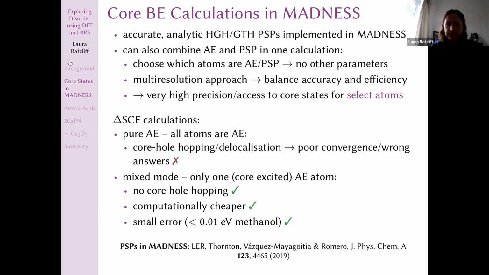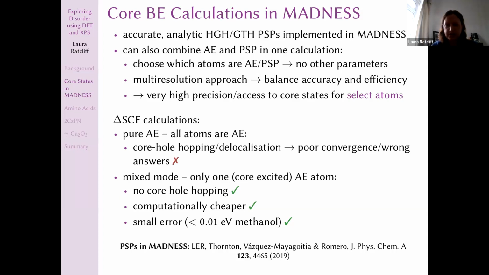So how does this work for the DeltaSCF approach? We have two options. We could just do the pure all-electron approach where all atoms in the system are all-electron. But this often gives rise to a problem that happens in Gaussian codes as well, which is known as core hole hopping or delocalization. If you imagine you have two carbon 1s orbitals that you're interested in, you put a hole in one of the carbon 1s. Sometimes in various cases, that hole might hop to the other carbon atom, or it might delocalize across the two. And so this can lead to poor convergence and in some cases wrong answers.